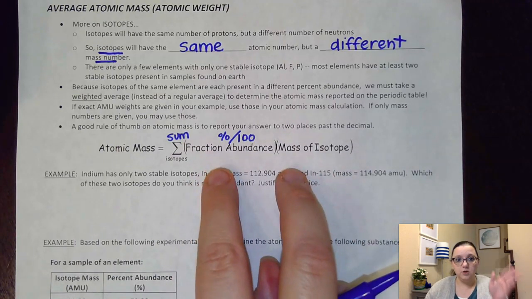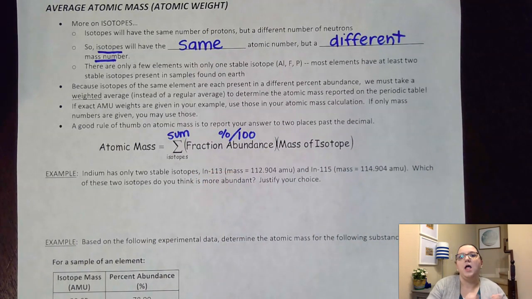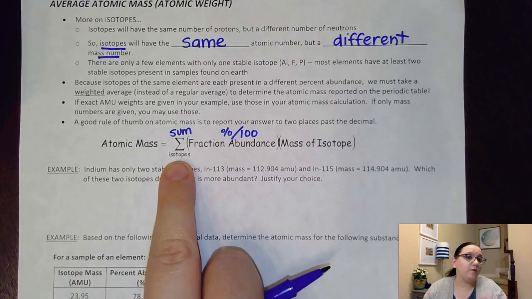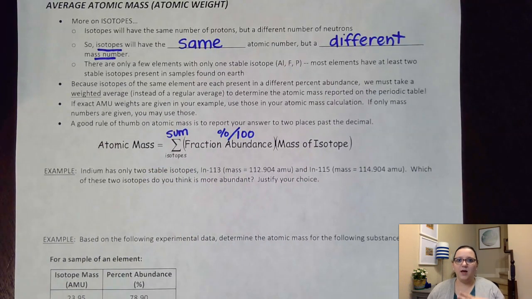So for each isotope, we take the fraction times the mass, and then we add it to the next fraction times the mass, and we add it to the next fraction times the mass. We sum all of those together for however many isotopes we have. If we have just 2 or 3, then we do it for those. If we have 8, then we would do it for all 8. And at the end of that, we will get a weighted average, something that tells us an average of those things based off of those percentages, okay?